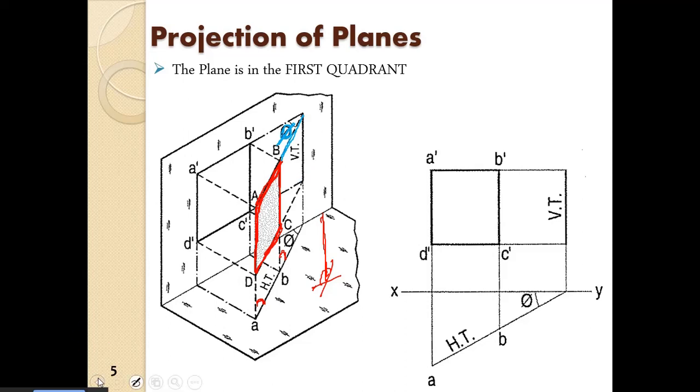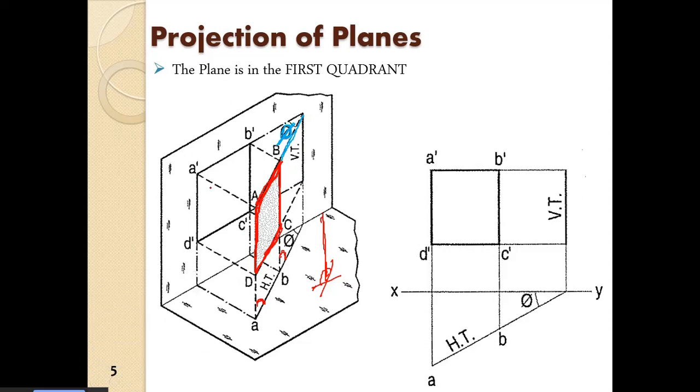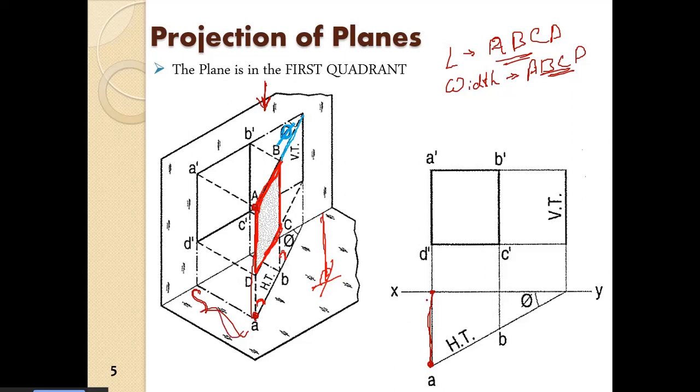So what we will do is, we will first consider the edges. What is the length of the plane ABCD, and what is the width of the plane ABCD? So first of all, if we see from the top, we will see the point A being projected on the horizontal plane. We will first project the point A on the horizontal plane, at whatever distance is given. So at that distance we have the point A.